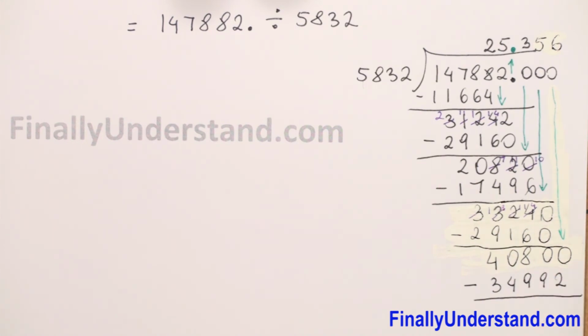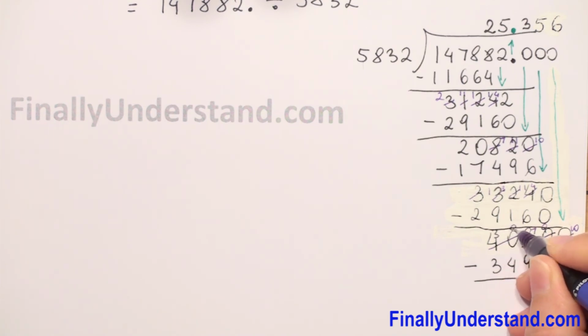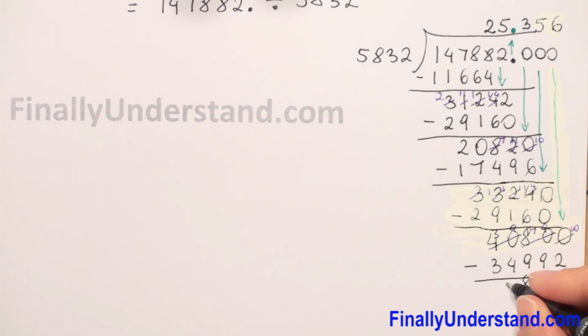0 minus 2, so we have to borrow 1 from 80, so it will be 79, and here will be 10. 10 minus 2 is 8. 9 minus 9 is 0. 7 minus 9, we have to borrow 1 from 40, so it will be 39, and here will be 17. 17 minus 9 is 8. 9 minus 4 is 5. 3 minus 3 is 0.